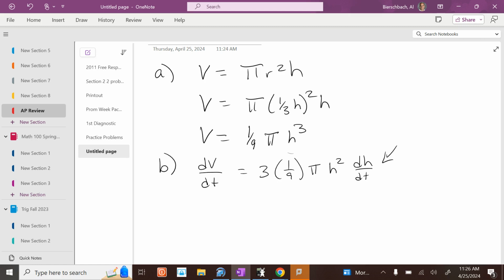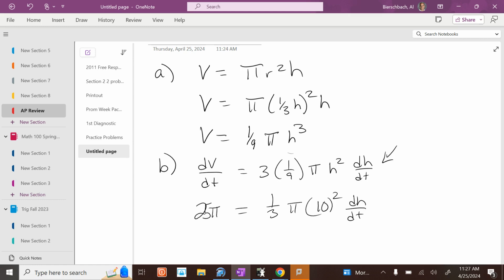It says the water is filling at a rate of 25 pi inches cubed per second. So that's the rate the volume is changing. That's your dv dt. So 25 pi replaces that dv dt, equals 1/3 pi. And then when the height is 10 inches, so 10 is squared there, and you want to know at what rate the height is changing. Well, that's dh dt. That's what we're looking for. That's what we're solving for.